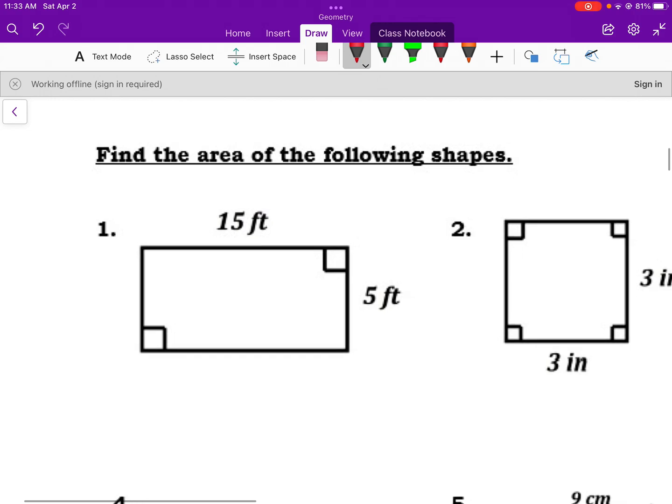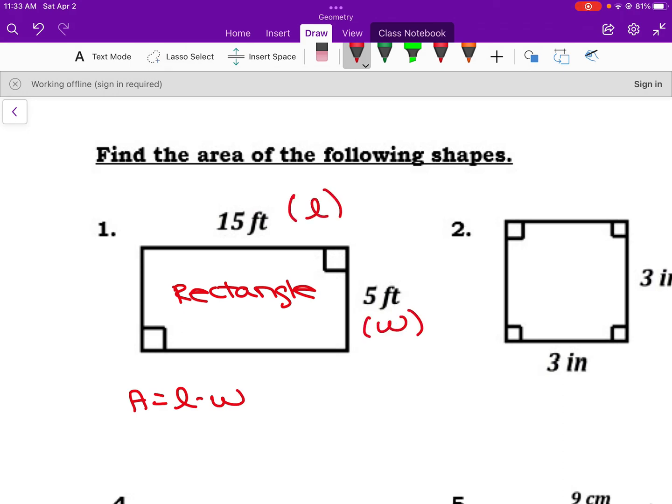Okay, so now we're just going to jump into applying these formulas. First guy here that we're looking at, this is a rectangle. If we just look up to the top, my formula for a rectangle is length times width. So if I input my numbers, I have 15 times 5. Remember whenever we are doing an area calculation, we want to make sure that our final answer is in units squared. So I'm going to have 75 feet squared.